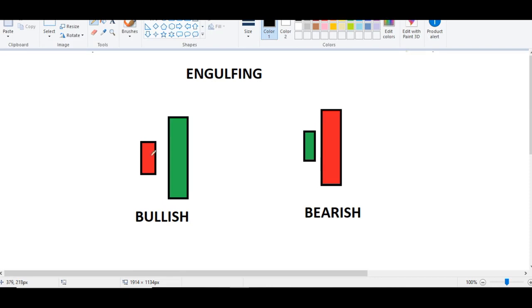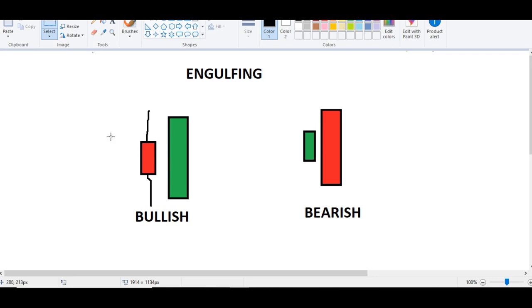Now keep one thing in mind, we're just comparing the bodies here, right? We're not looking at the high or the low. So if this red candlestick was like this, where the high and the low were greater than this green candle, this is still considered a bullish engulfing. Why? Because we're looking at only the bodies and not the wicks, not the high and the low.